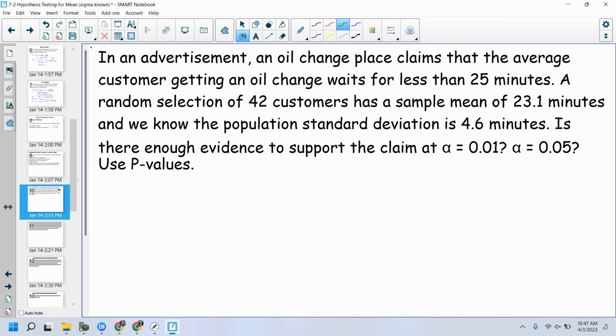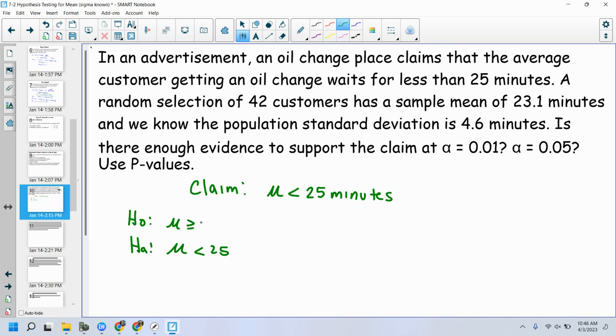But, all right. So first thing I want to do is state my claim. What is my claim? Mu is less than 25 minutes. Okay, so that's my claim. Null or alternative? Ooh, be careful. No, stop. The alternative, right? Not equal. The null is the equality. And here is my claim.